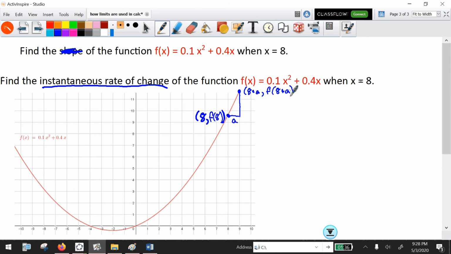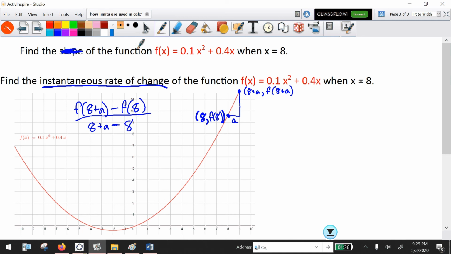Now, if I were going to use the slope formula to find the slope between these 2 points, I could get pretty close to the slope of the instantaneous rate of change at 8. But I'm not exactly there. But if I set up the slope formula nonetheless, it would look something like this: y2 minus y1 over x2 minus x1.